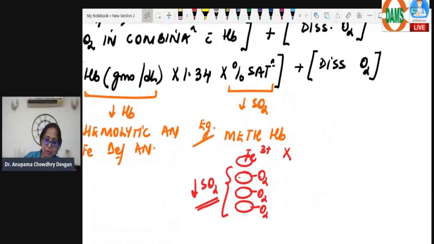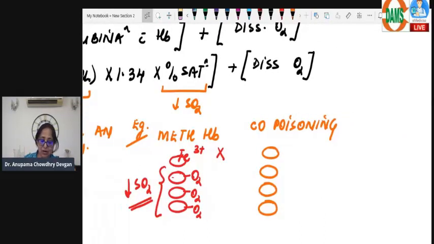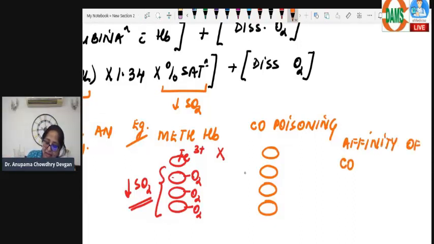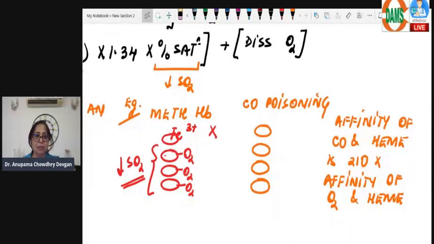For example, methemoglobinemia. Another condition where there is a decrease in saturation is carbon monoxide poisoning. What is carbon monoxide poisoning? Now, the affinity of carbon monoxide and heme is 210 times the affinity of oxygen and heme. Very, very high affinity of carbon monoxide and heme.